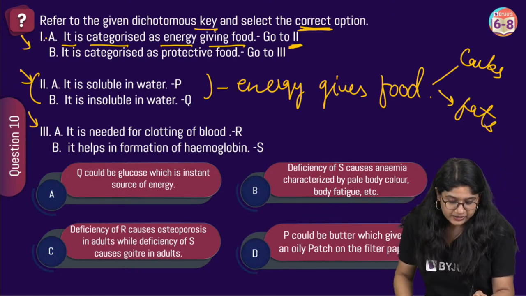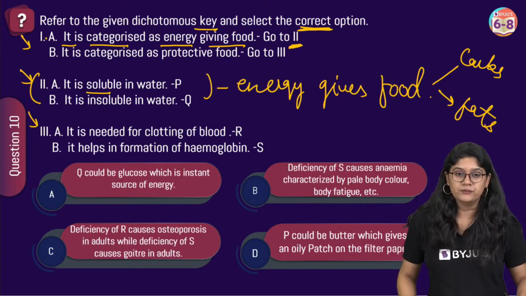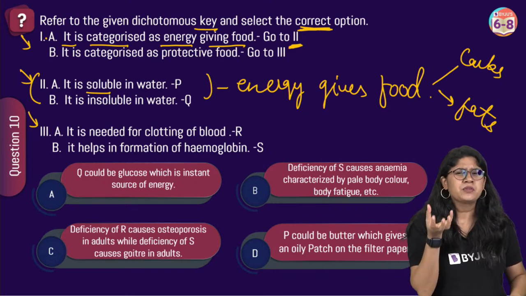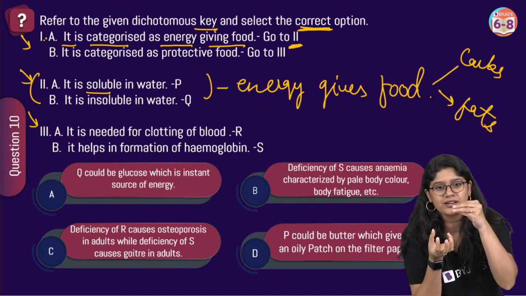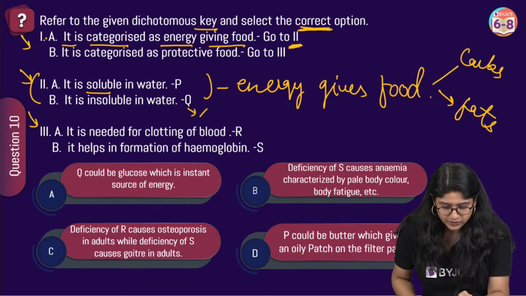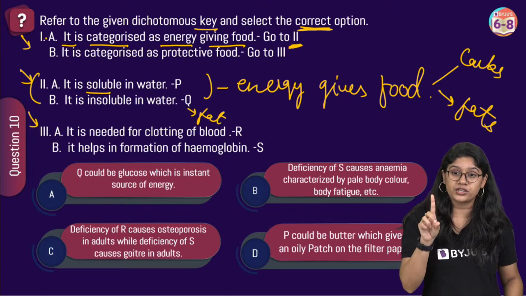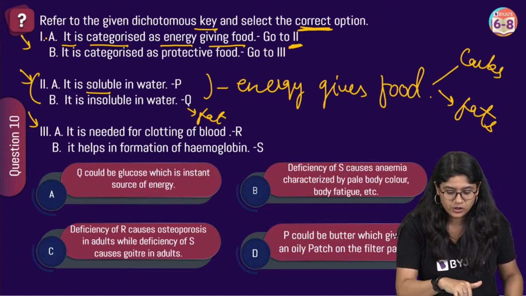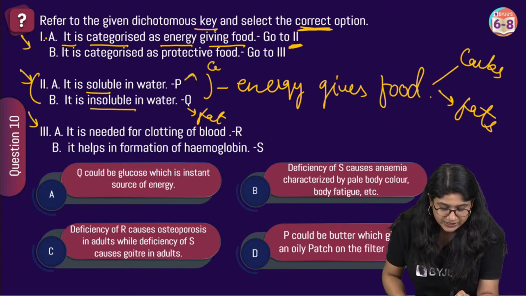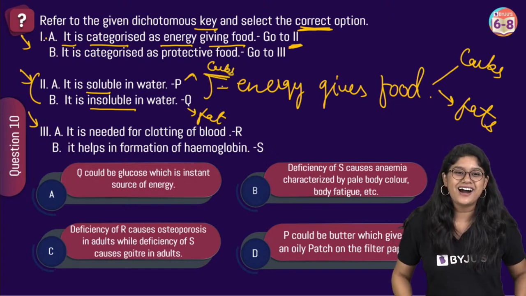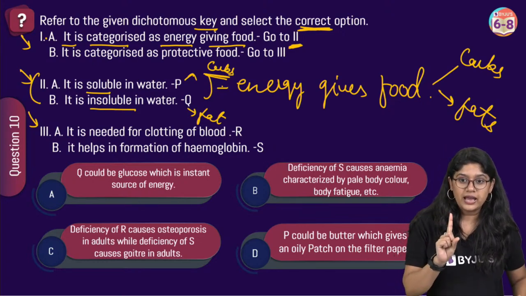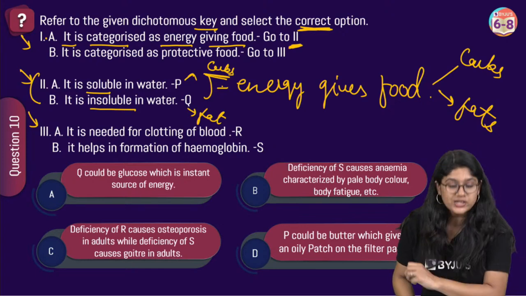Now, it is soluble in water and it is insoluble in water. Can you take butter and mix it in water? Yes or no? If we take butter or ghee and pour it into the water, will it mix or not mix? No, right? So Q over here is fat. It is insoluble in water, so we cannot mix the fat. So the insoluble in water, Q, is fat. P is carbs. Are we clear? Very good, Suhani. Very good, everyone. P is carb and Q is fat.